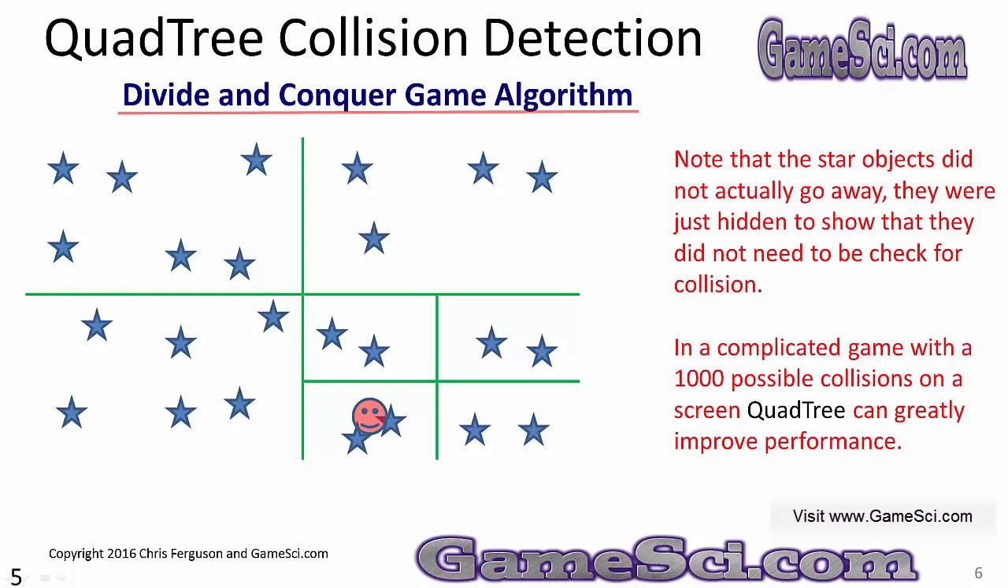Note, I restored the stars. I put the star objects back. They didn't actually go away. They were just hidden to show that I don't have to check that. I don't have to see if Happy Face ran into a star that is in a different quadrant.